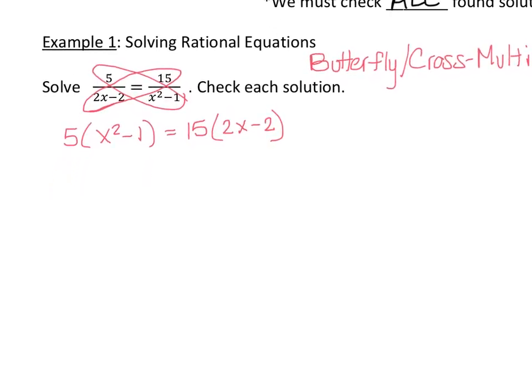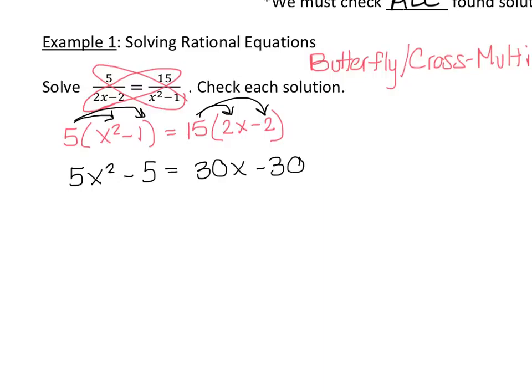Anyways, for the butterfly method, we cross multiply, like in the shape of an x. So we'll have 5 times x squared minus 1 equals 15 times 2x minus 2. What do y'all want to do from here? Distribute. All right, so we'll distribute the 5 in, we'll distribute the 15 in. 5x squared minus 5 equals 30x minus 30.